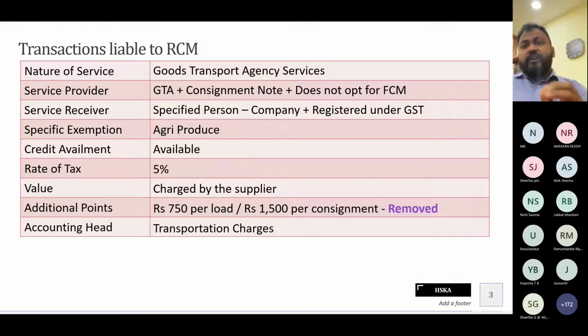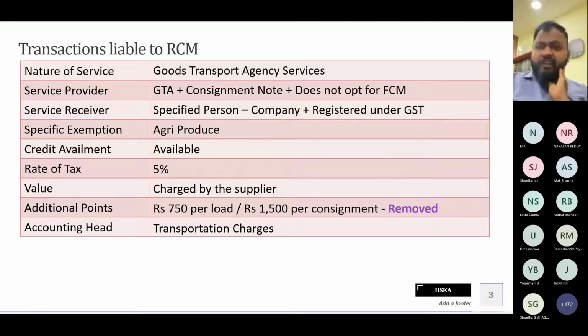So if the recipient of the service, that means the person who is paying consideration to the transporter, is either a company or a partnership firm, or he is registered under the GST law, he will be treated as a service receiver who is required to pay tax under reverse charge mechanism.